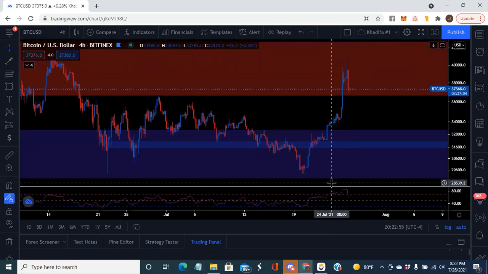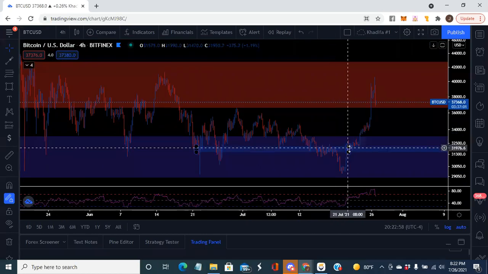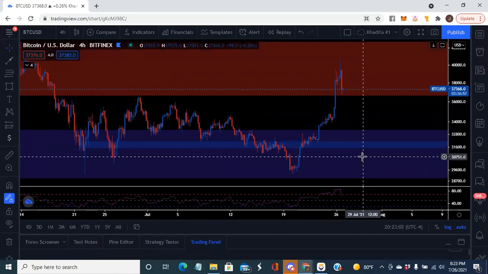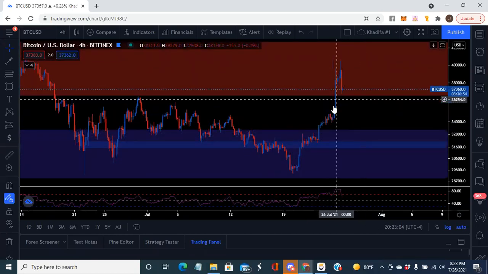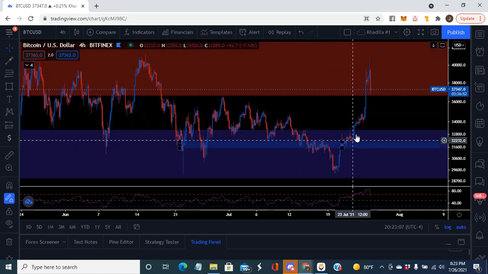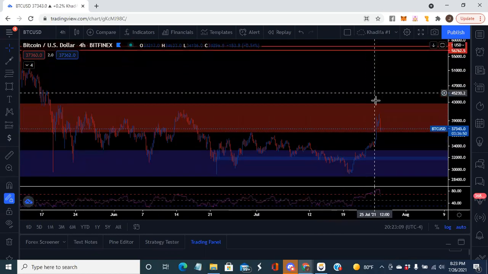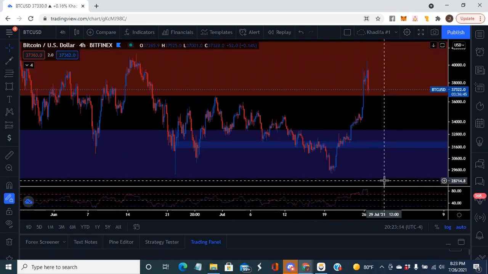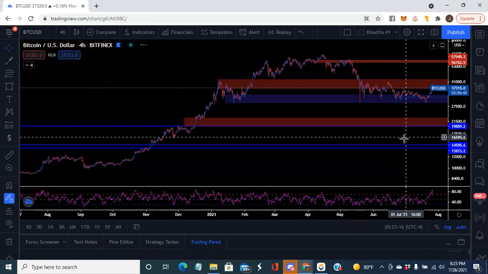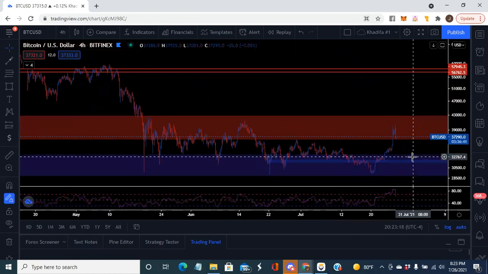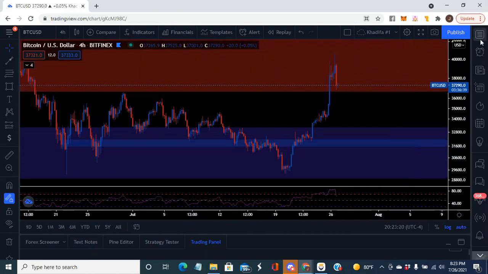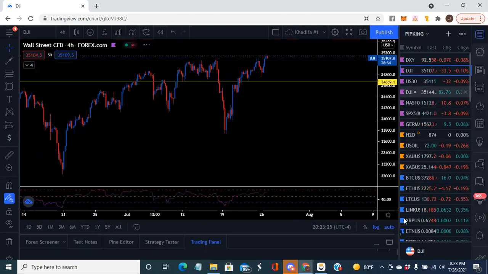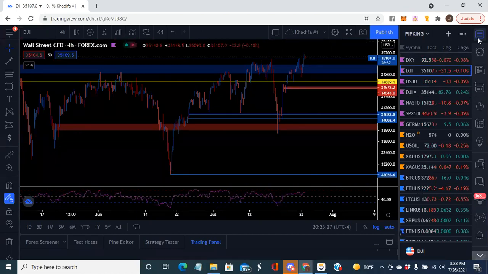But this could be a shakedown or fake out, should I say. This could be a fake out just to grab some liquidity before the markets push down to 20,000. So just keep that in mind. Govern your trades accordingly, and stay woke.